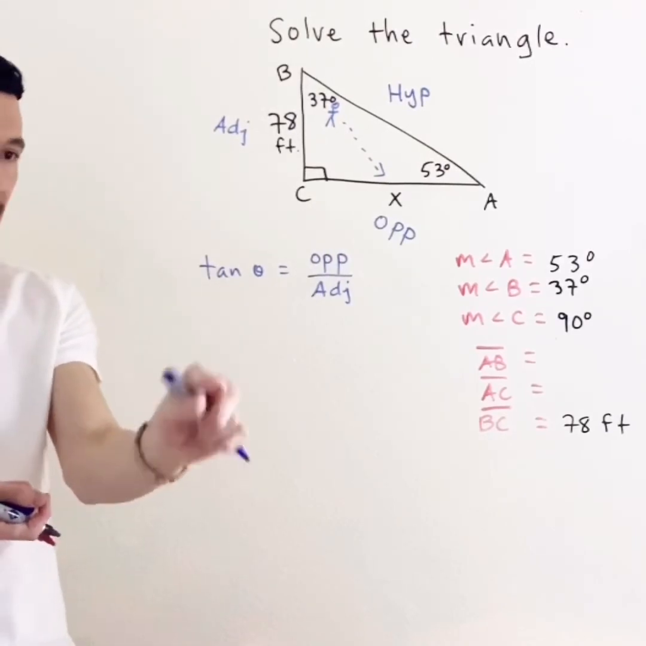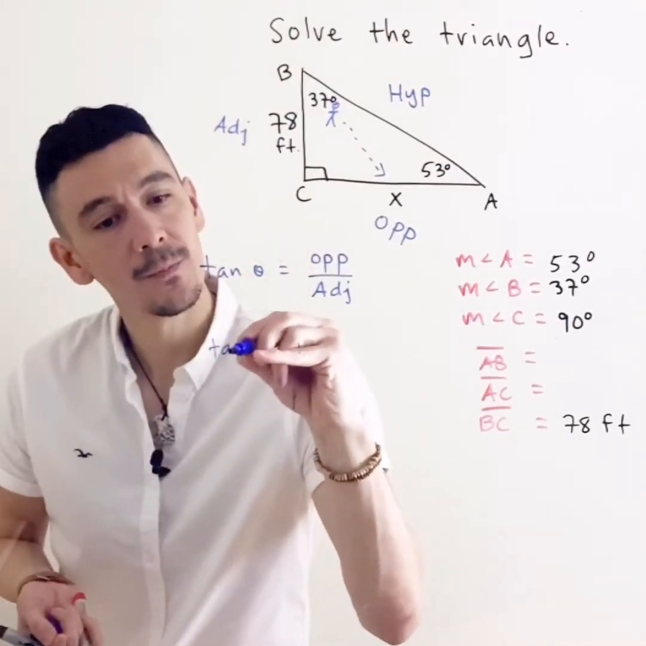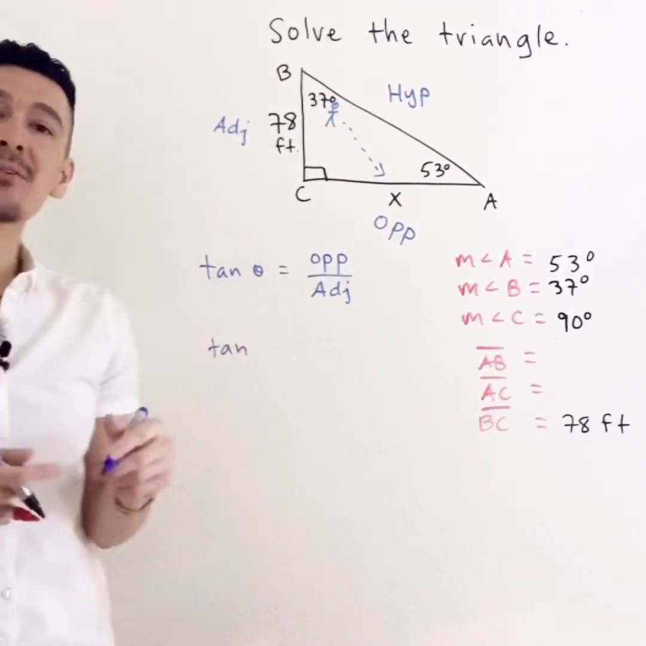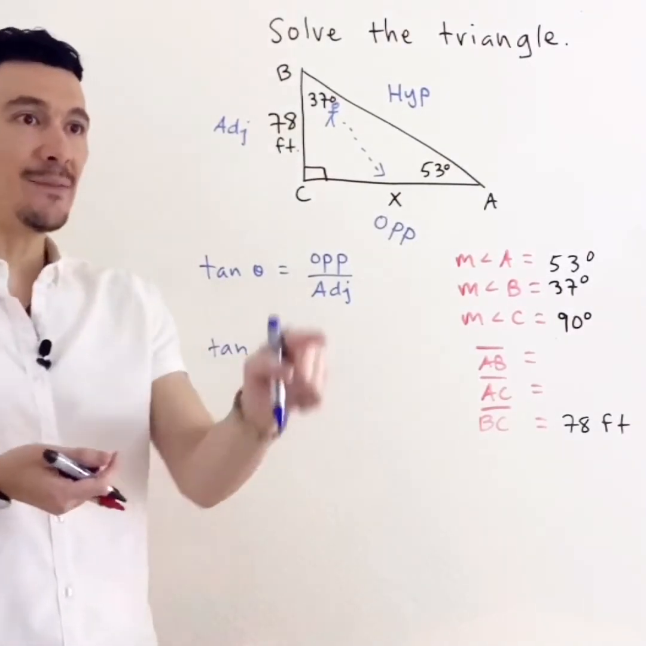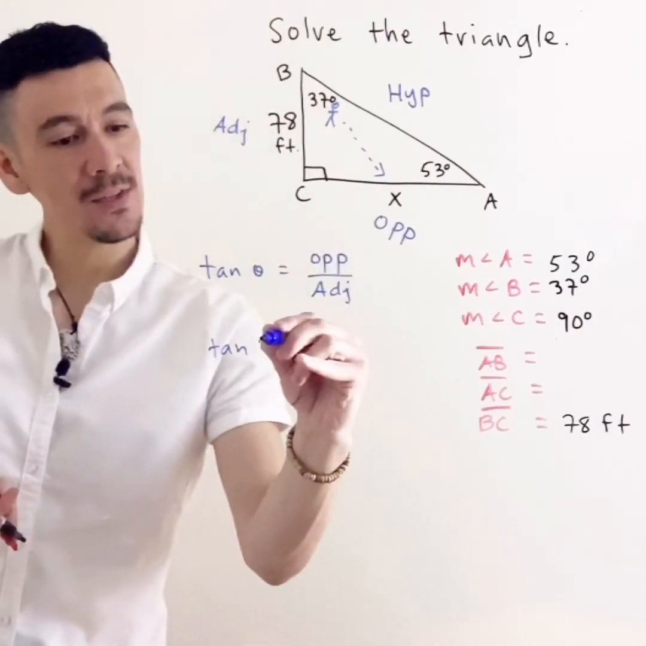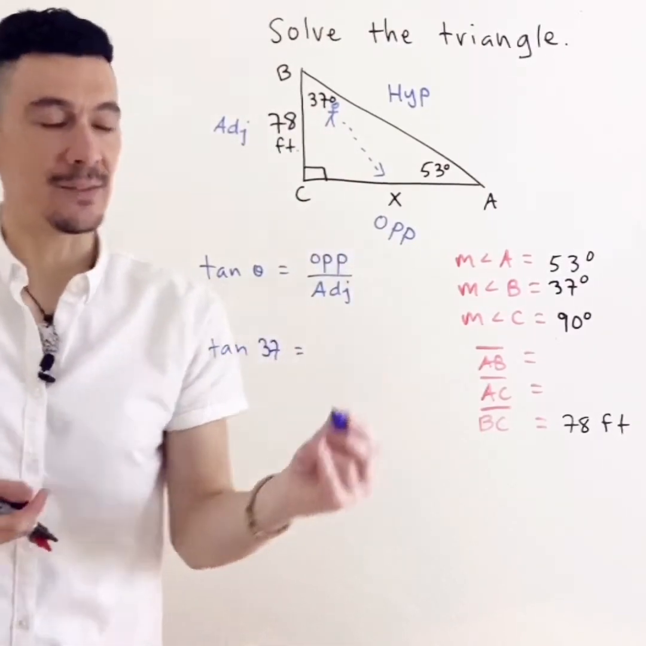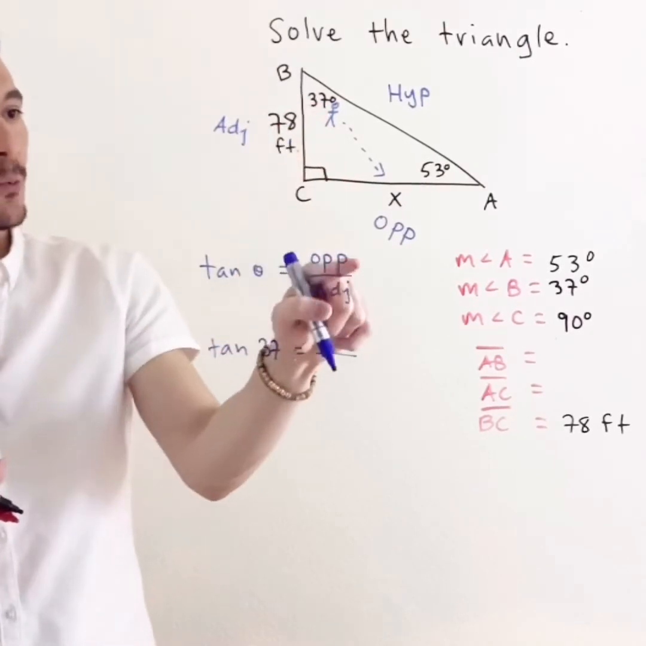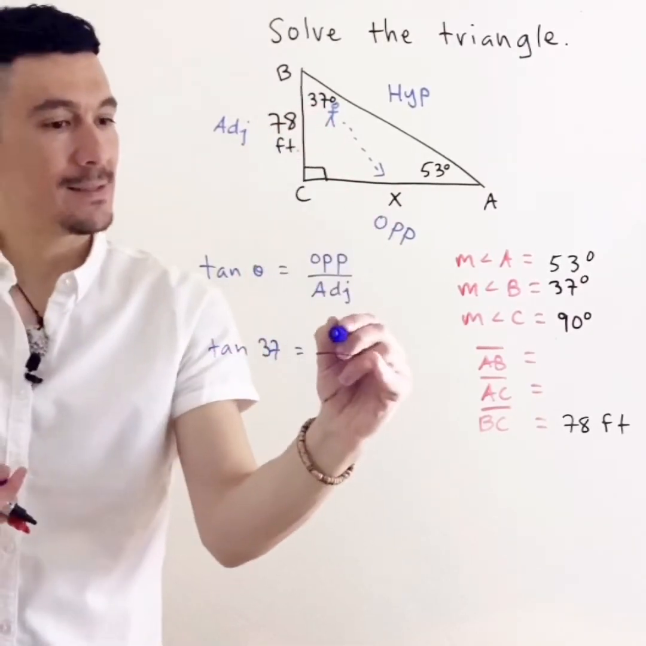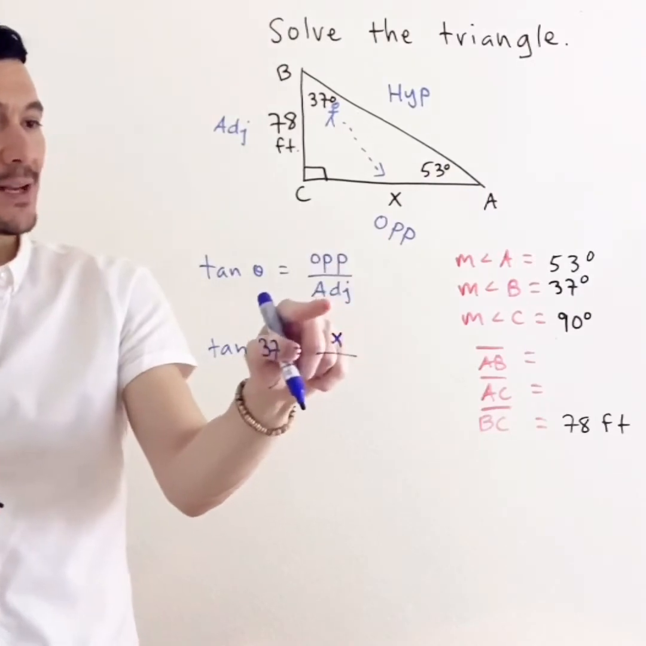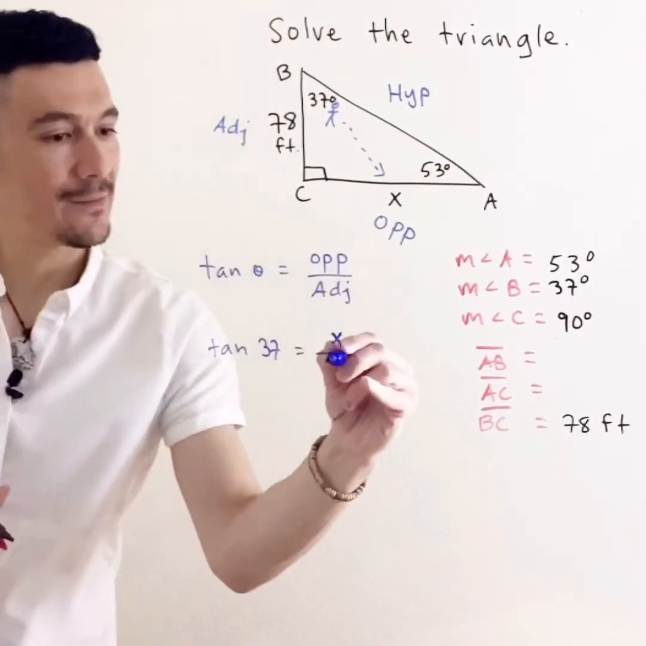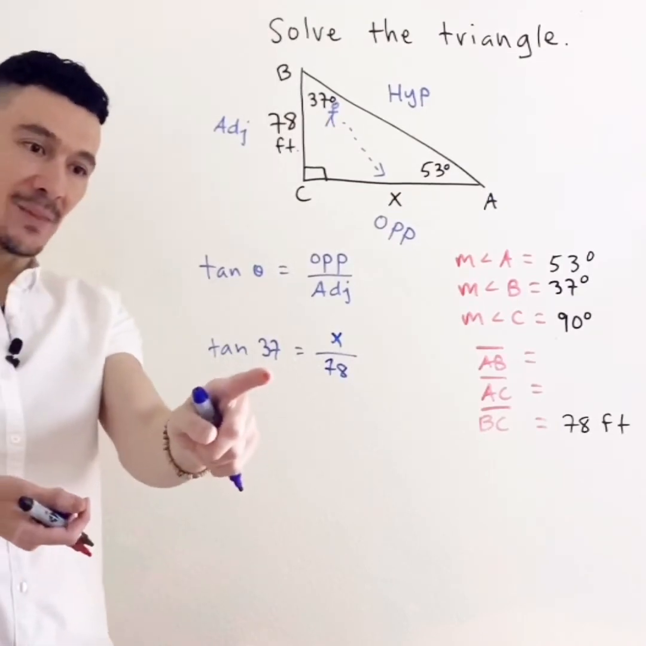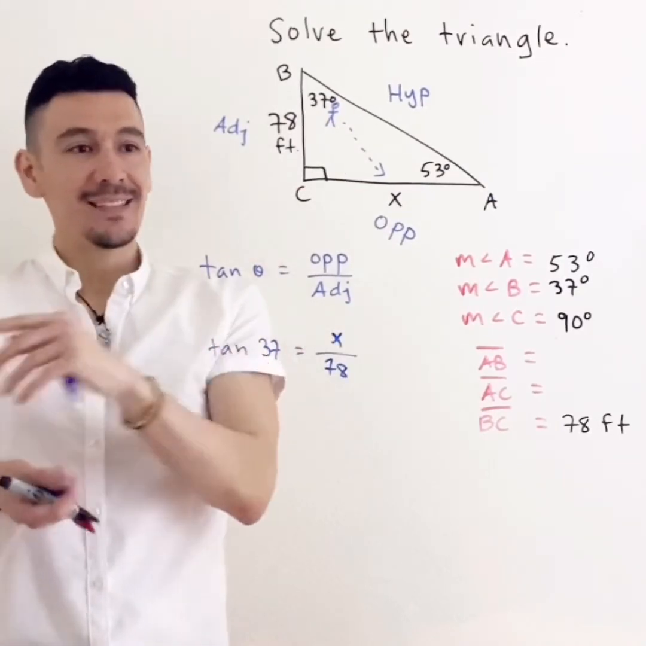Tangent is just tangent. Theta is your angle. What's your angle? Your angle is where you live. Where do you live? You live at 37 degrees. You see what I'm saying? You live at 37 degrees. So from this location, what's your opposite? Your opposite is x. And what's your adjacent? Your adjacent is 78.